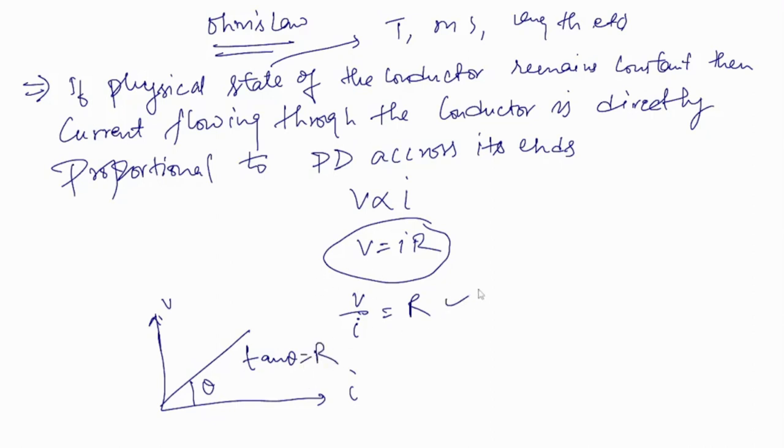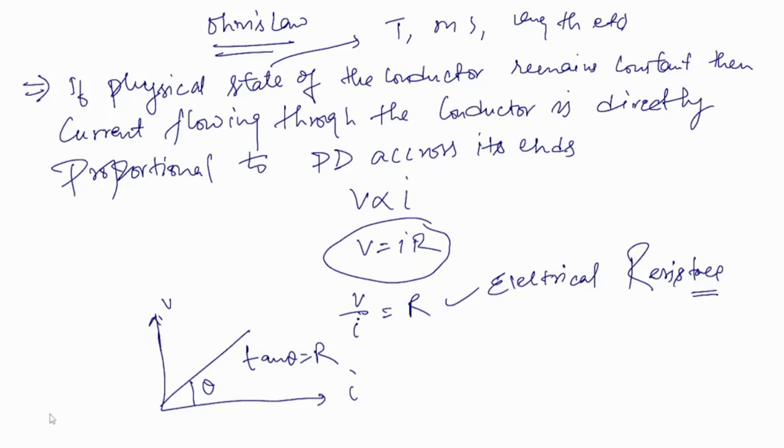This is what? Electrical resistance. The resistance of a conductor is the property, you can say, which is there in every material. This is the opposition to the flow of charge which the conductor offers.